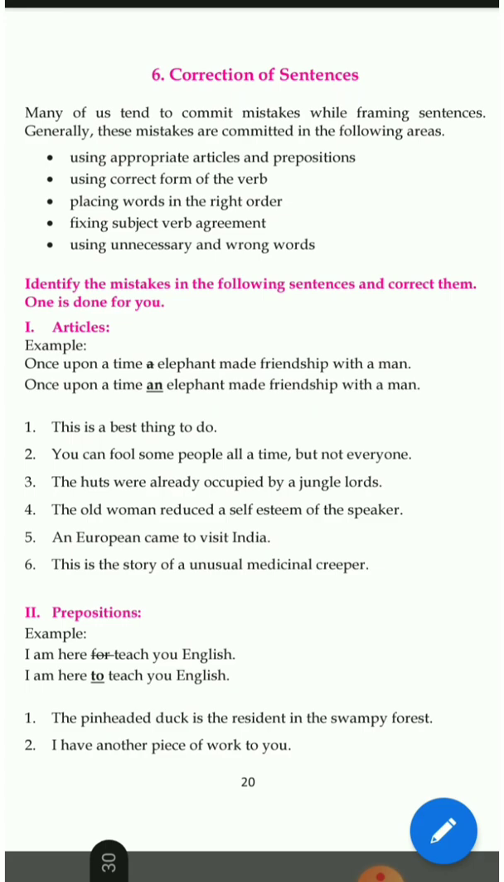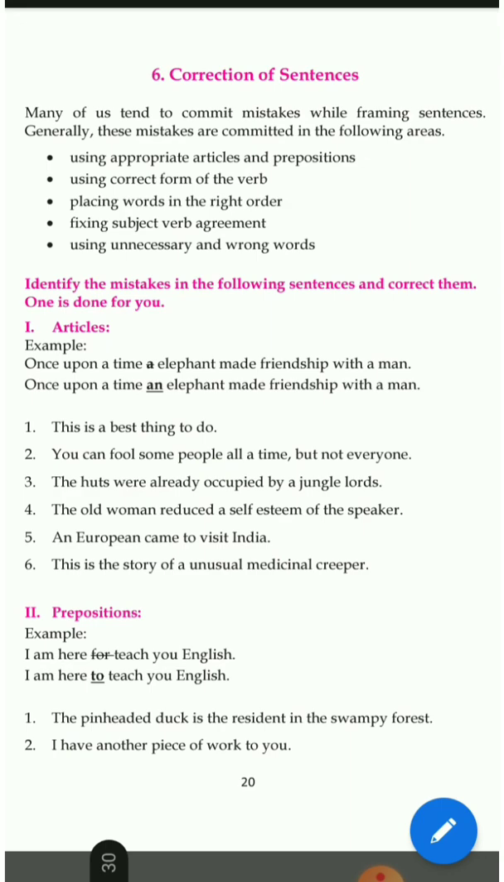Just look at the sound of elephant and European. Completely different. Both the words begin with the letter E, but the sound is different. In elephant, both the letter as well as the sound is vowel. But in European, only the letter is vowel, but the sound is consonant, and that is why it must take "a". But there, the letter as well as the sound is vowel, so that is why it must take "an". So, a European came to visit India.